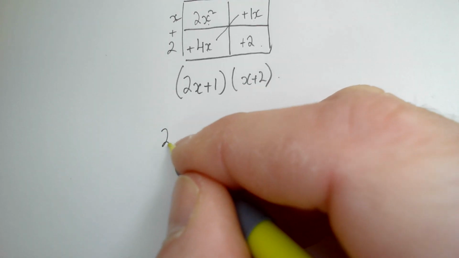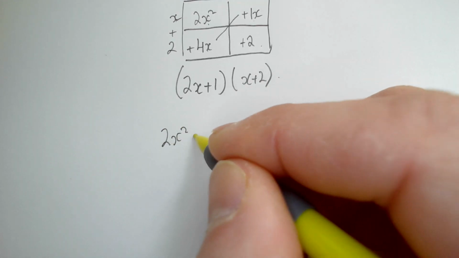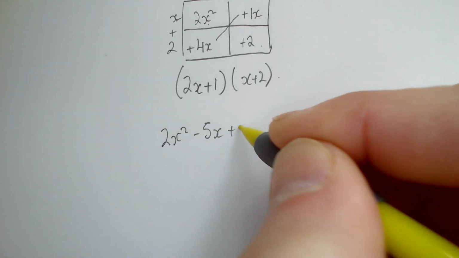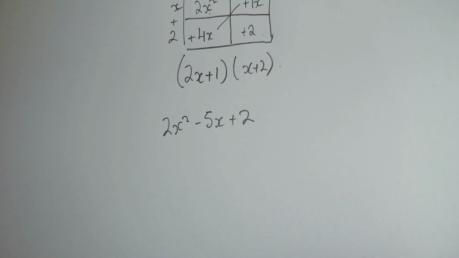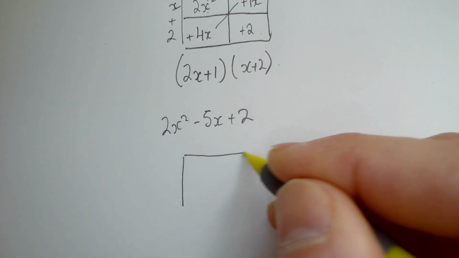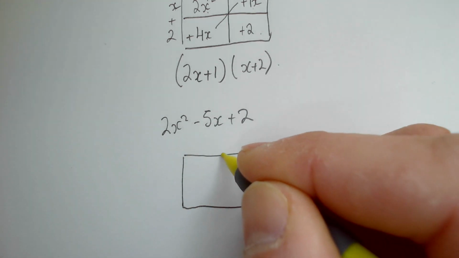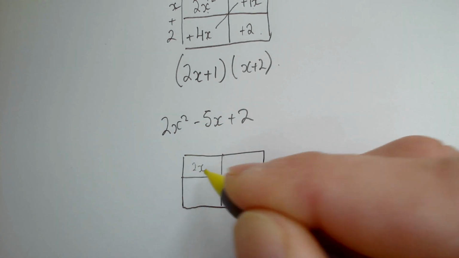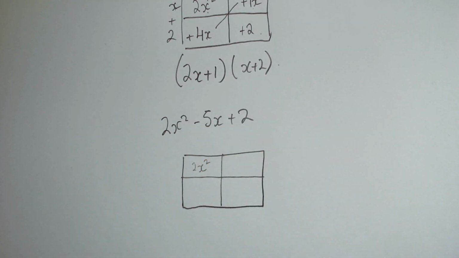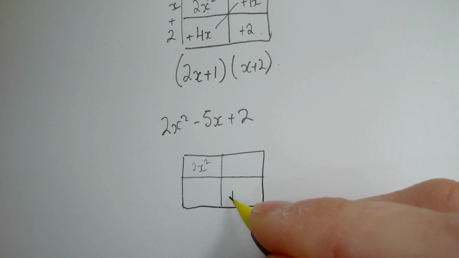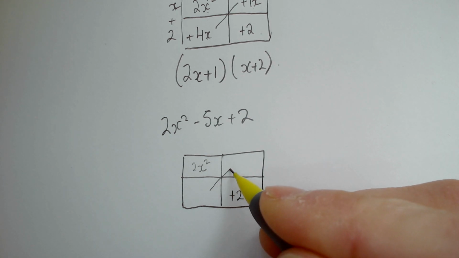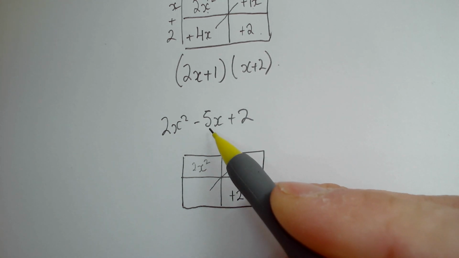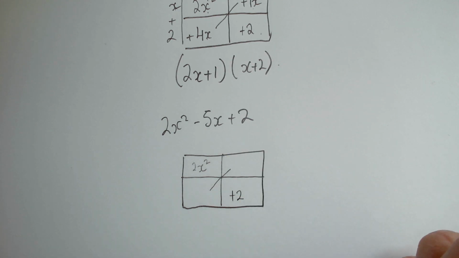But we change it just a tiny bit, and we say that 2x squared minus 5x plus 2 is the quadratic that we want to get the factors of. Well, the method hasn't changed, okay? So we start off with our grid. This one goes into the top left. We have 2x squared. This one goes into the bottom right, plus 2. And we know that when we sum across the middle here, we need to get minus 5x, okay?